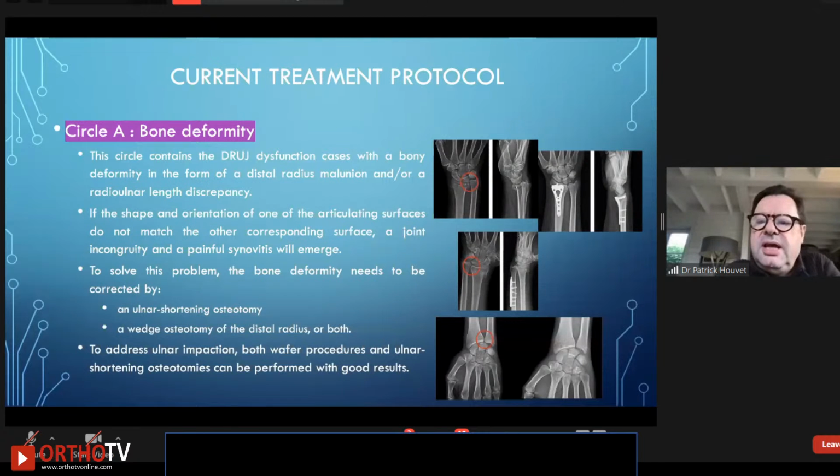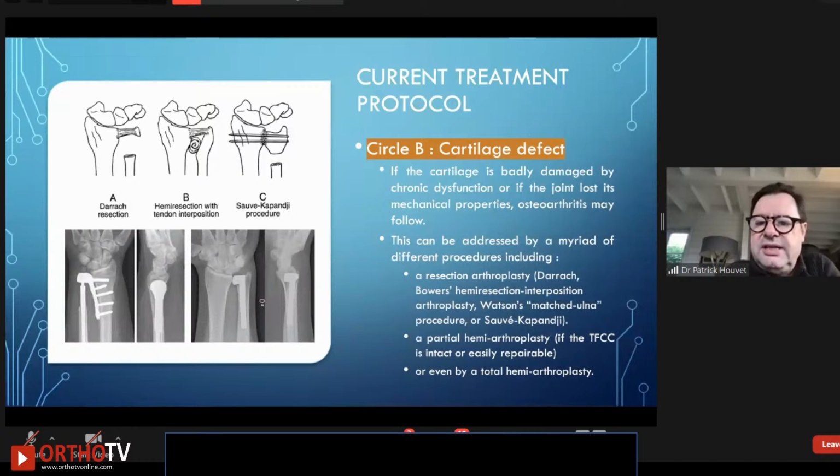Circle B. If the cartilage is badly damaged by chronic dysfunction or if the joint lost its mechanical properties, osteoarthritis may follow. And this can be addressed by a myriad of different well-known procedures, including a resection arthroplasty, direct resection, Bowers hemiresection interposition arthroplasty, Watson matched ulnar procedure, or Sauvé-Kapandji procedure, or a partial hemiarthroplasty if the TFCC is intact or easily repairable, or even by a hemiarthroplasty.